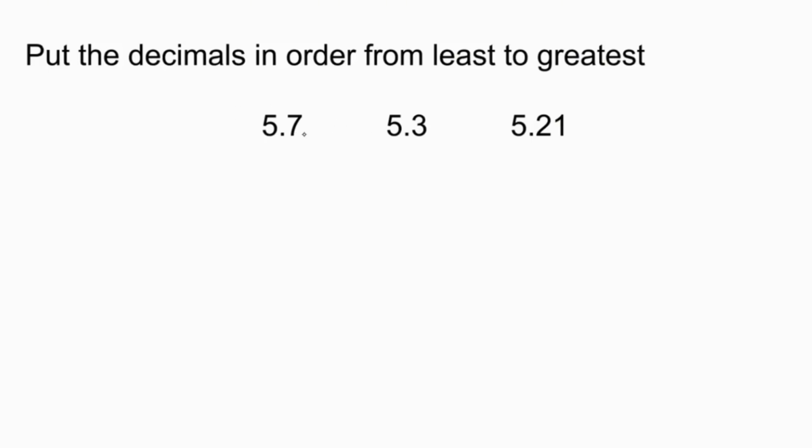So I look at my ones place value. Those are all 5s, so that doesn't really help me. Now I go to the right and I look at the tenths place value for each. Now these are all different.